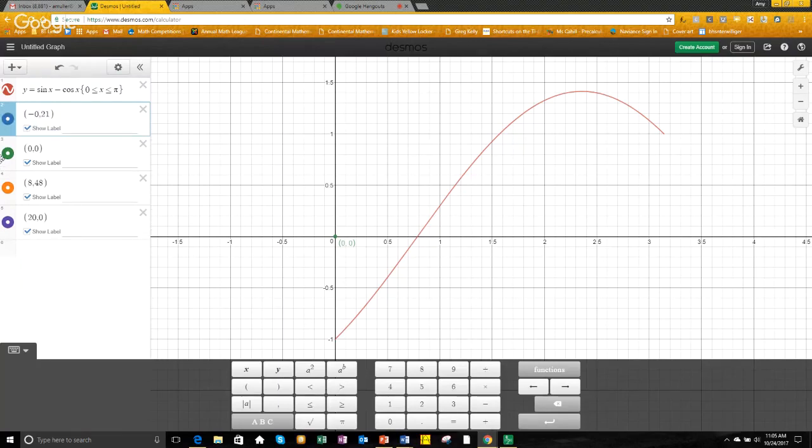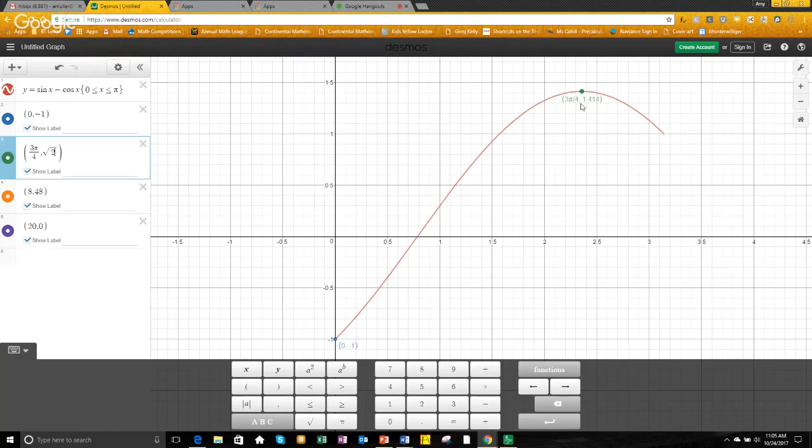So we're going to have 0, and our y value is -1. Clearly the absolute minimum was as we suggested. And then we're going to say 3 pi divided by 4, square root 2. There it is.